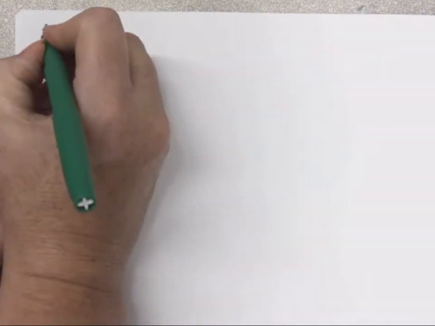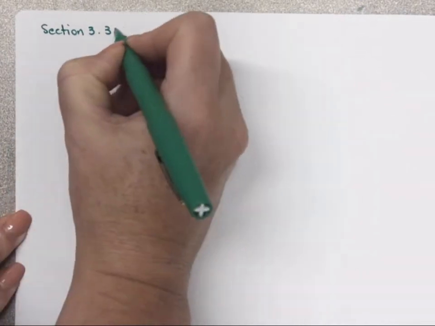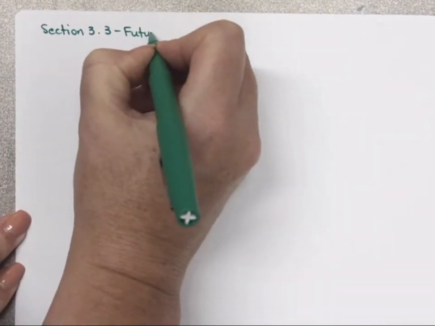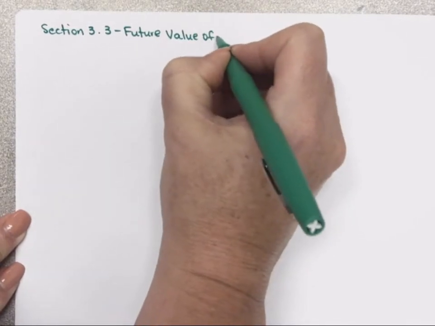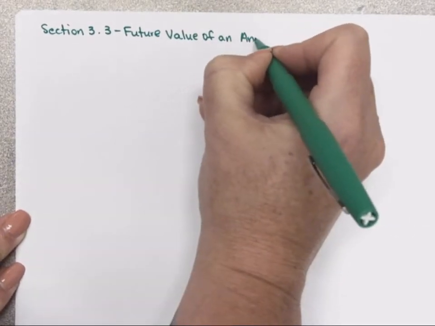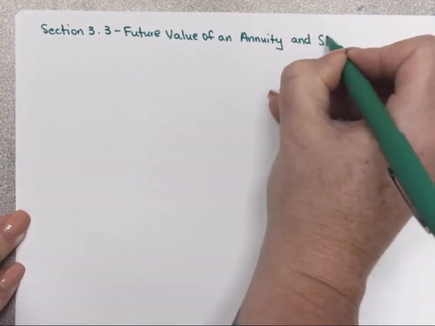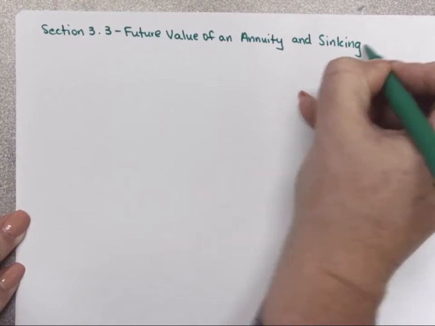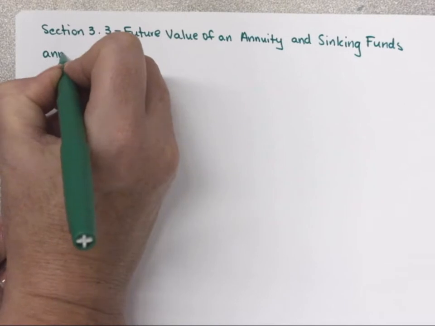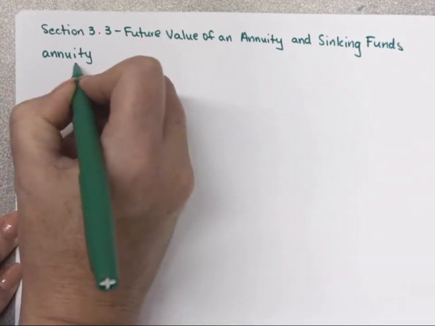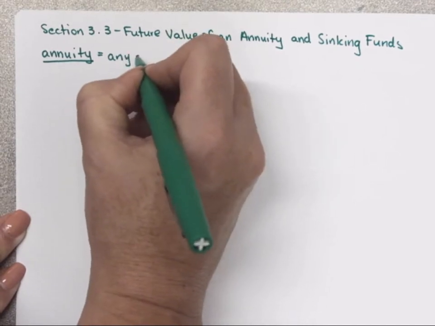All right, so today we're going to start section 3.3. And so what we're going to be doing is finding the future value of things called annuities, and also sinking funds. So first thing is, an annuity is just any sequence of equal periodic payments.